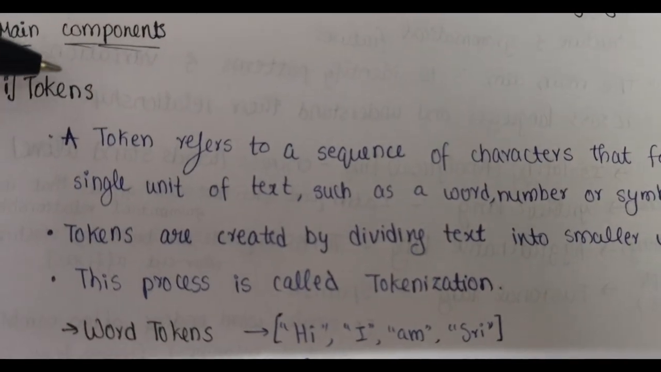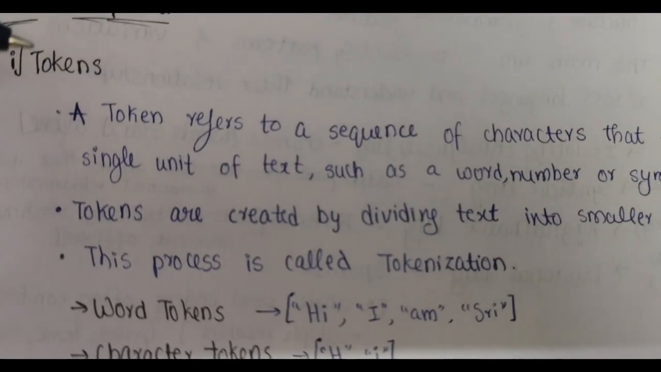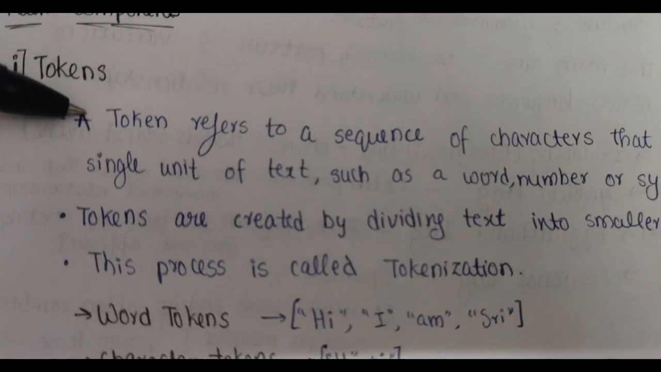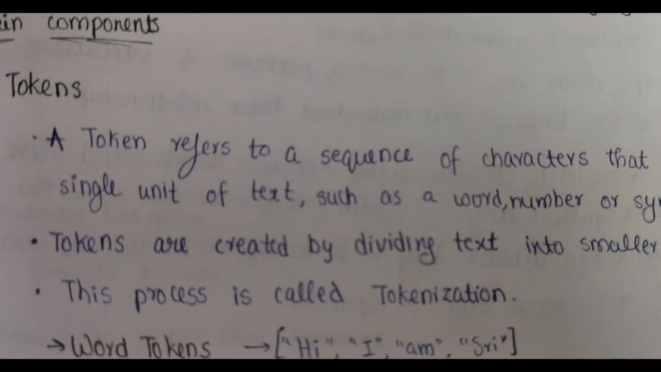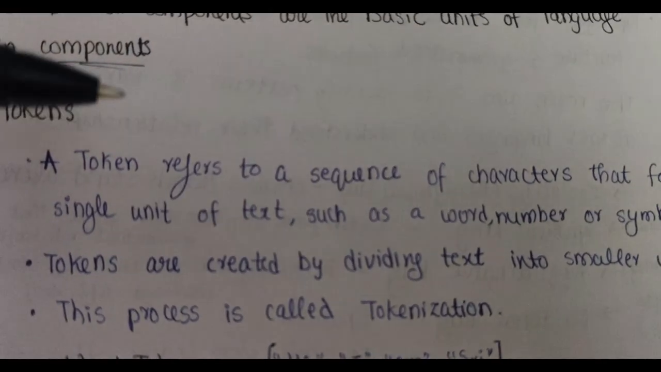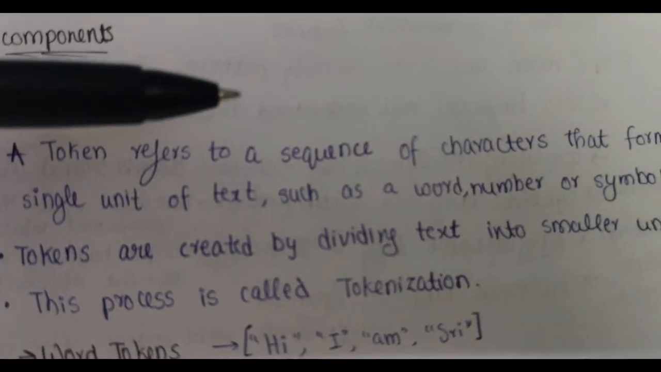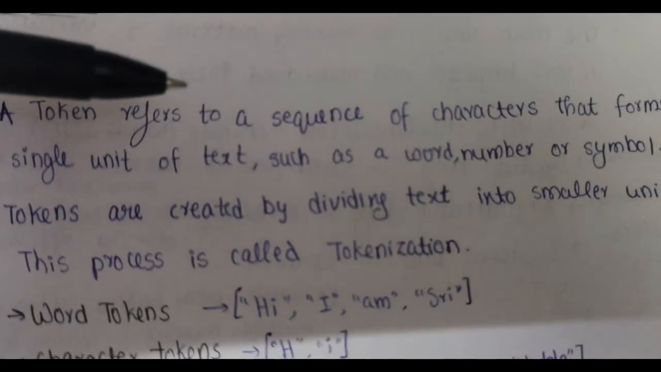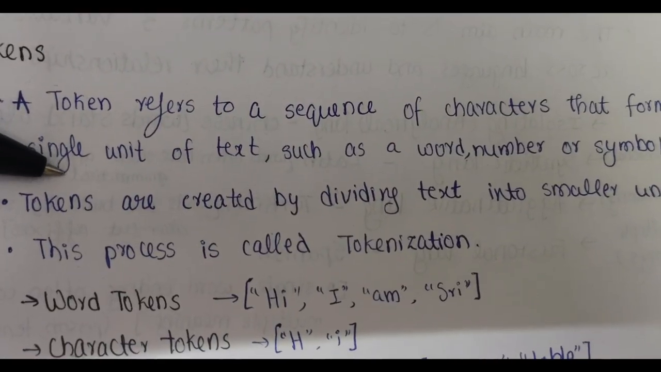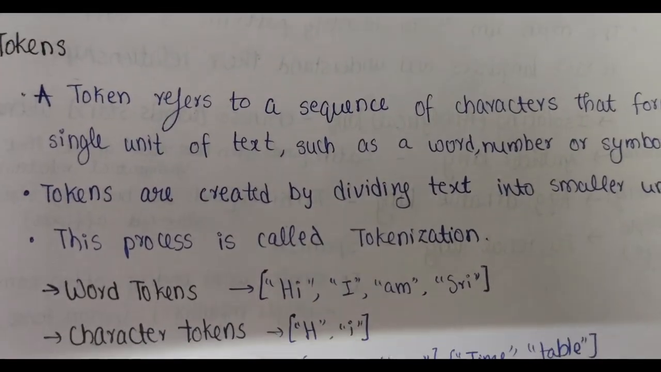If I have a sentence like "Hi, I am Deepthi," then what are the tokens in it? Hi is one token, I is another token, am is the next token, Deepthi is another token. So a token refers to a sequence of characters. When I combine all those, "Hi, I am Deepthi," we get a single unit of text, right? It might be a word, a sentence, a number or a symbol.